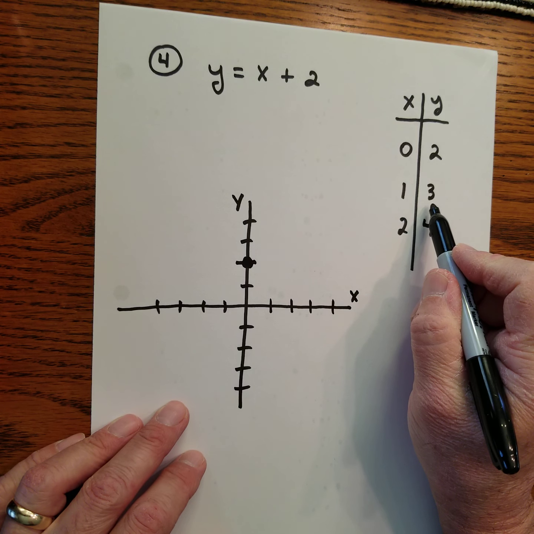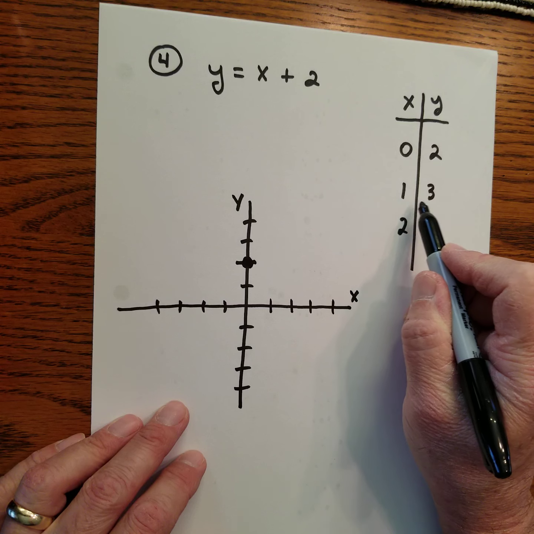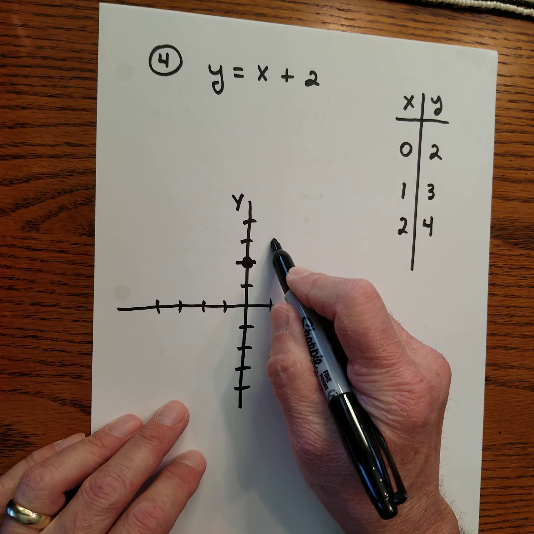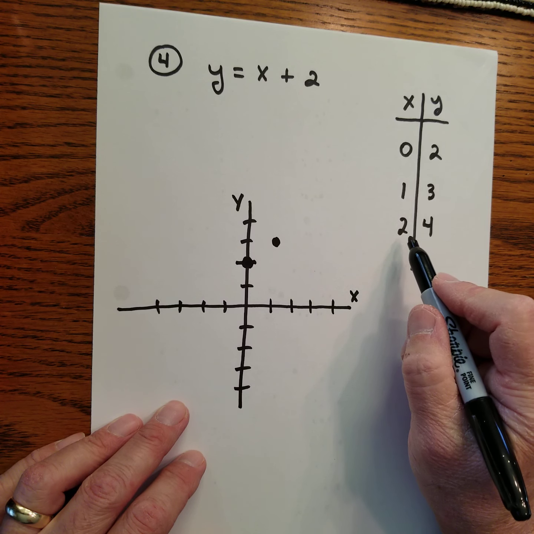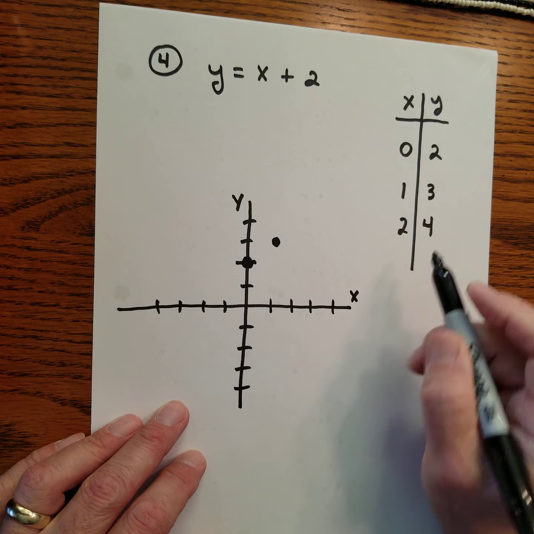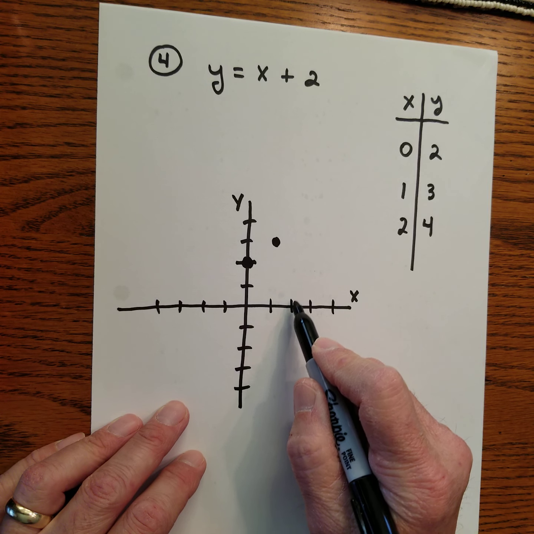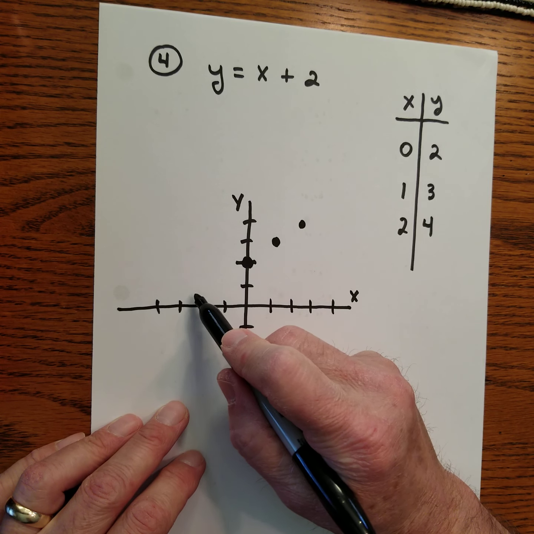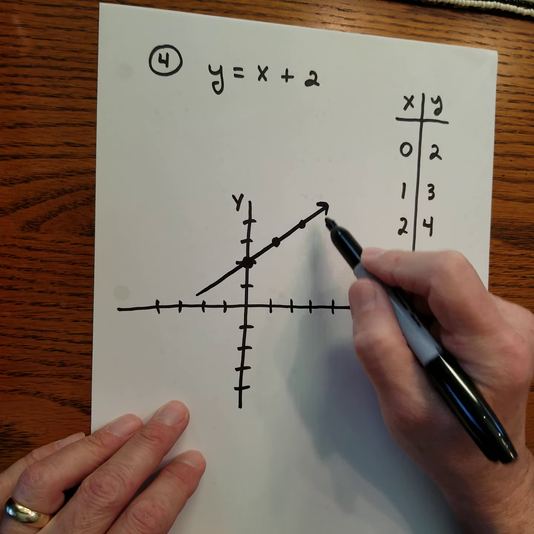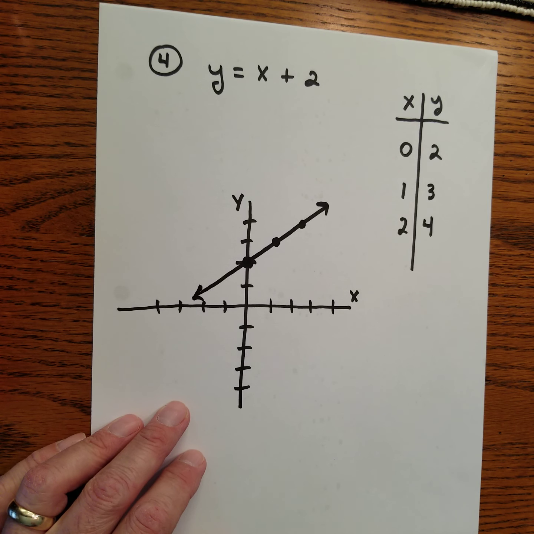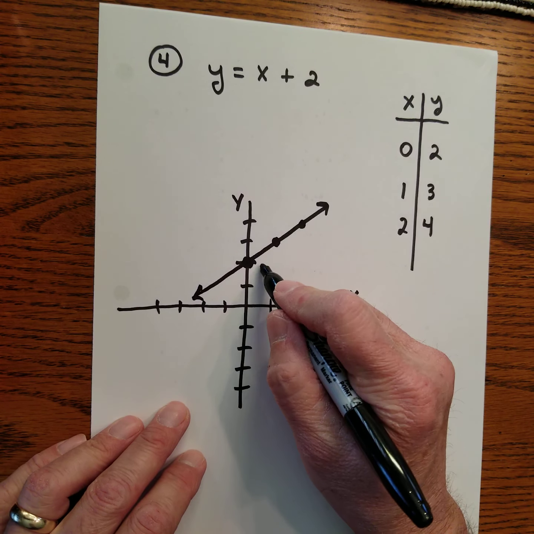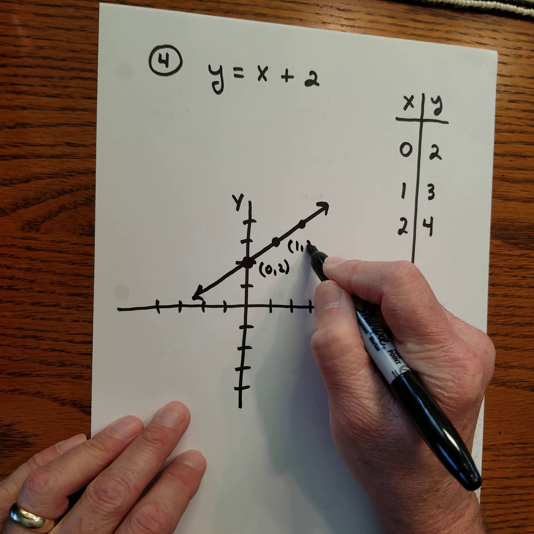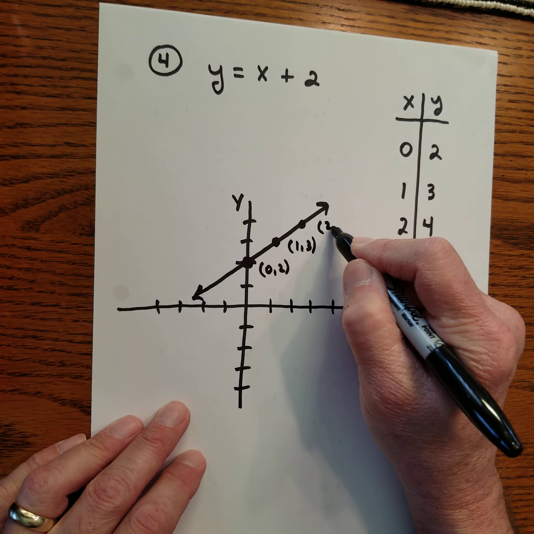When x is 1, y is 3. That's 1 right and 3 up. 2 right and 4 up. X is 2, y is 1, 2, 3, 4. See how nicely those line up? We'll draw a line, put arrows on each end of the line to show that it goes on forever. And then label, that was x0, y2. This was the point 1, 3, and this was the point 2, 4.